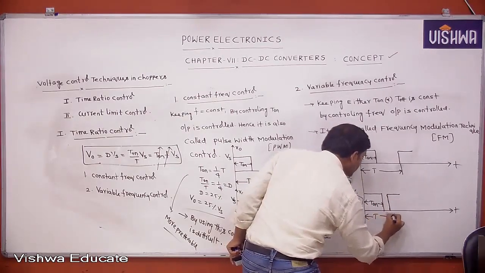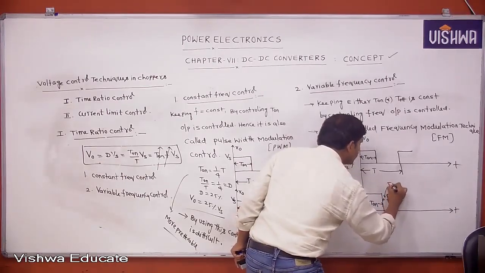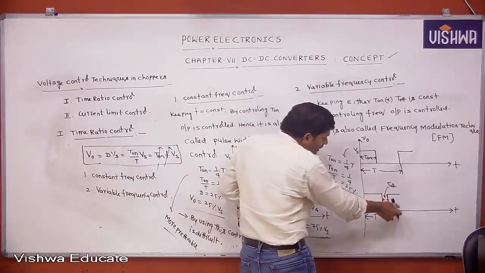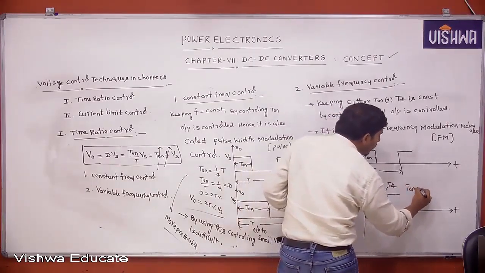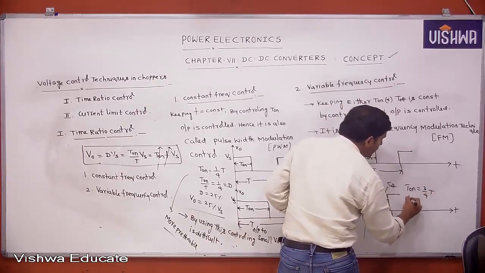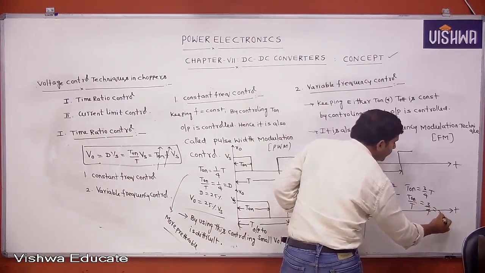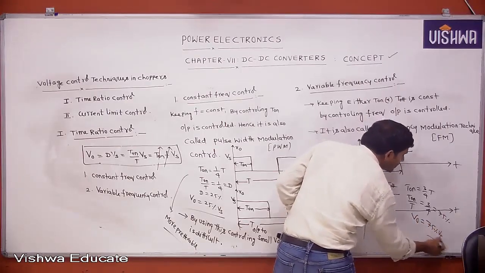This total is T. Then this is T off. Now tell me, in the total T, what is T on? T on is equal to 3 by 4 times T. Then what is T on by T? Equal to 3 by 4. How much? 75%. Then V0 is equal to 75% of Vs.